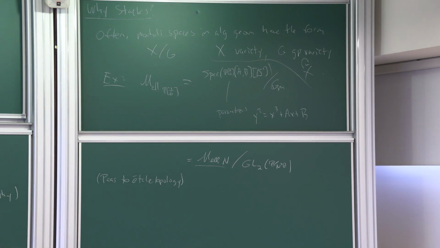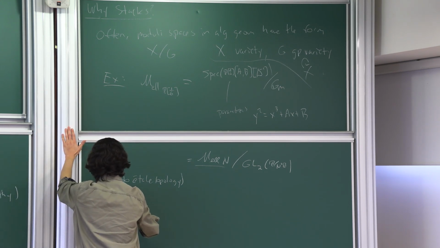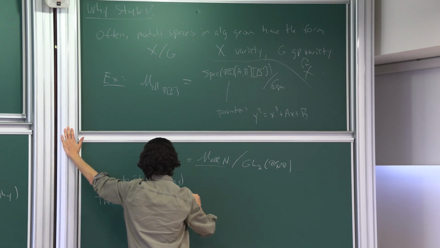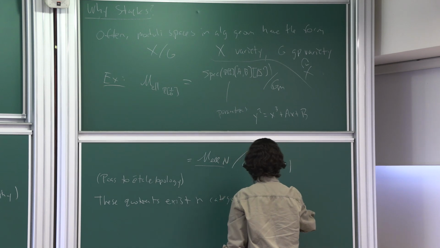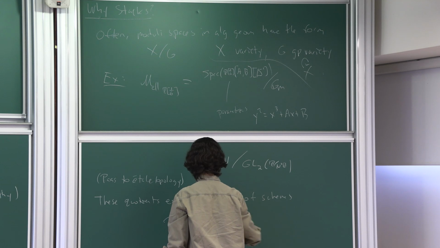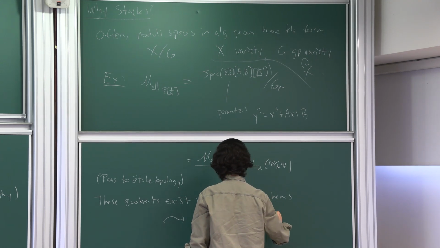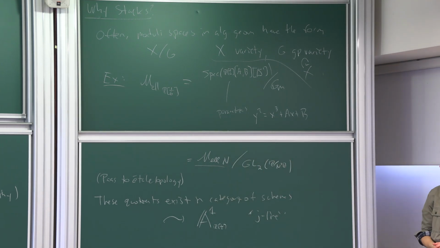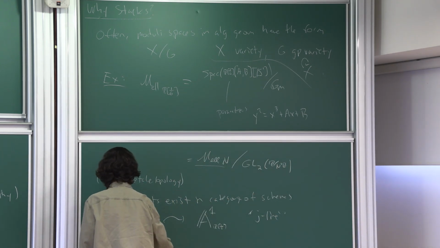And these quotients, for example, exist in the category of schemes. And they give A1, actually. This is the so-called j-line. That's the j-function that implements this. But this is not a good quotient.